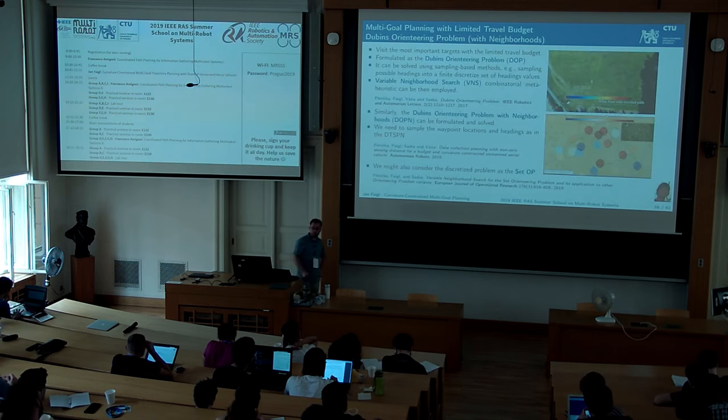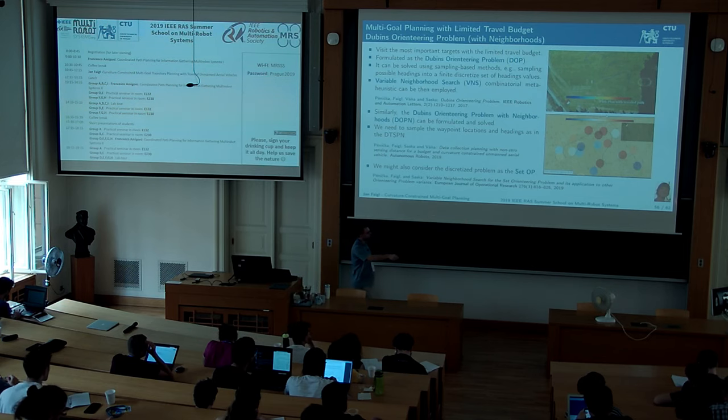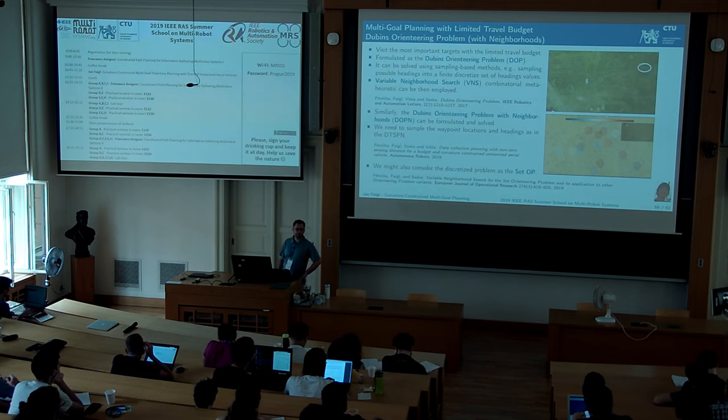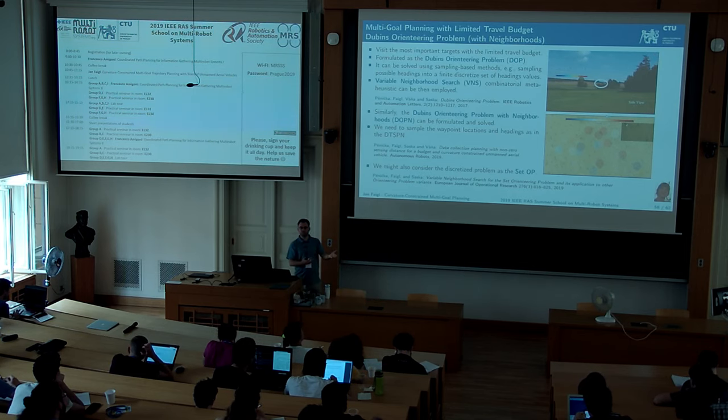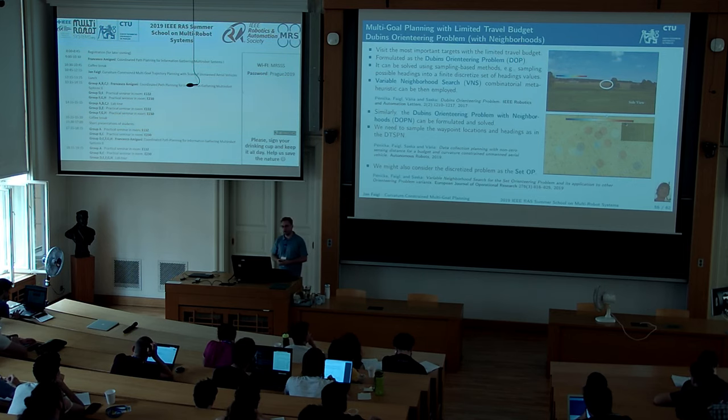But we are looking for a curvature constraint, so we introduce, or especially Robert, who is sitting there, introduce this Dubin's orienteering problem, where we consider these curvature constraints. And then you can generalize it to Dubin's orienteering problem with neighborhoods. So in addition to the selection of the subset, the solution of the sequencing part, and the solution of the optimal headings, you also need to figure out what are the best locations to visit within each region you select to visit, right?